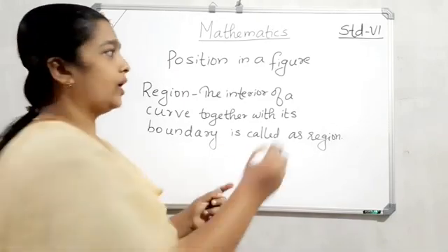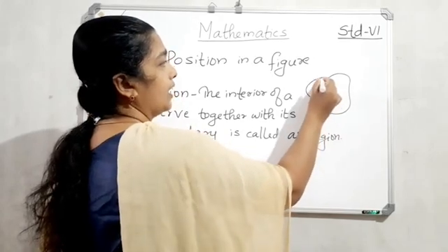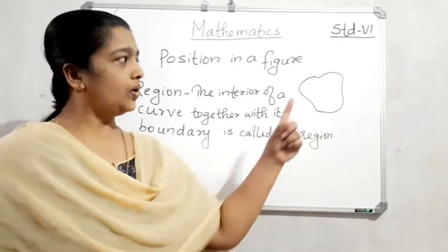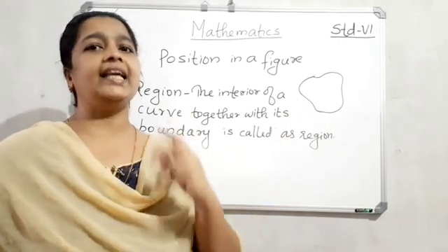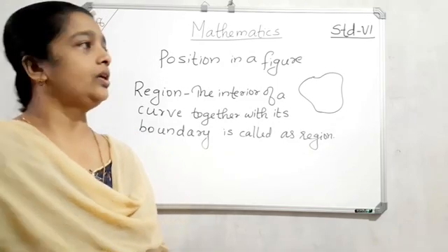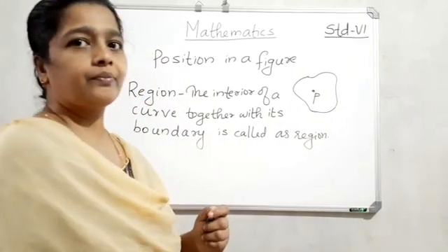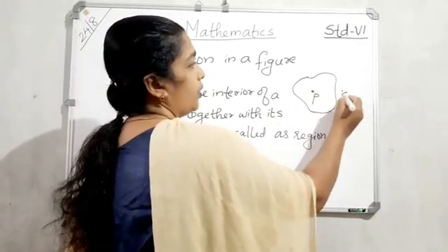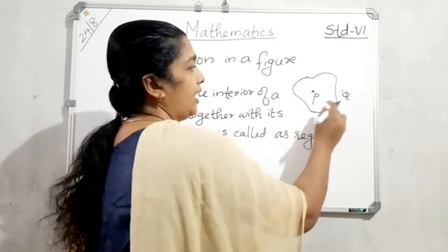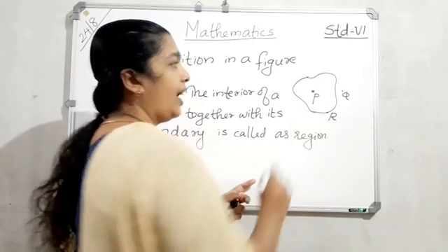So I draw one figure here. It is a closed curve. So from the figure it has three important parts. Understand? So first, I will put one point P inside and one point Q outside, and this portion is called the boundary, that is, point R.